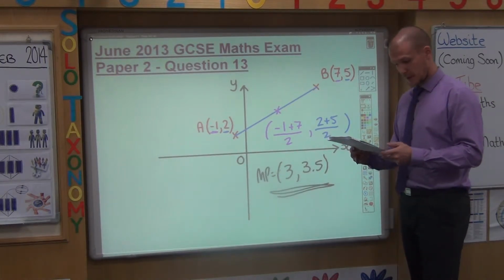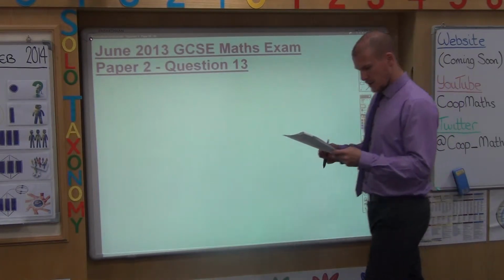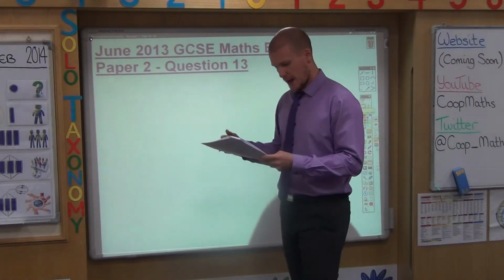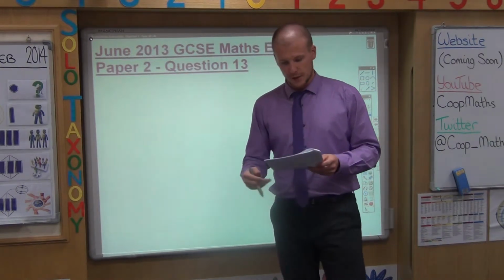That's now part B. P is the point (-4, 4), and Q is the point (1, -5). Find the gradient of PQ.